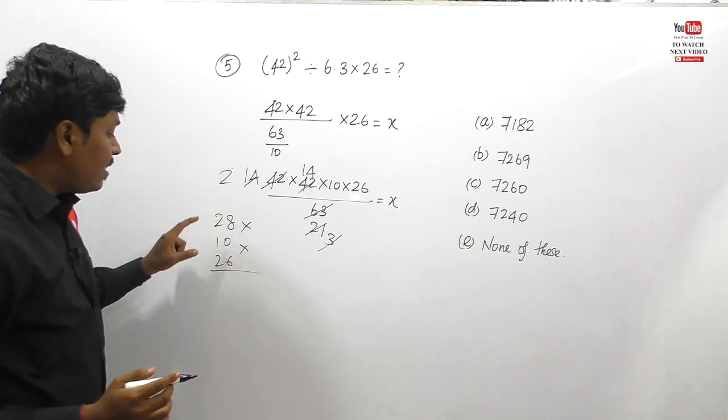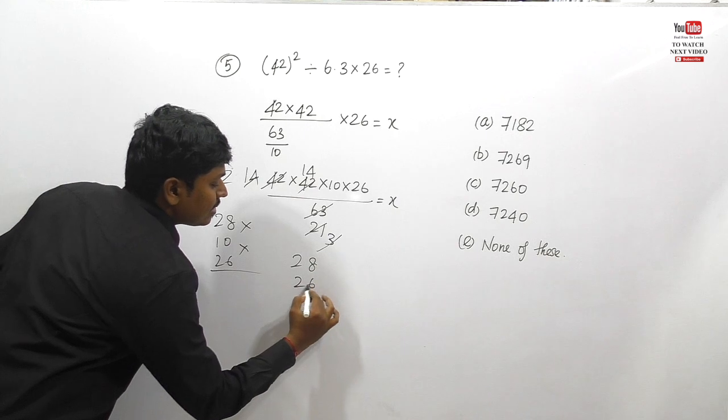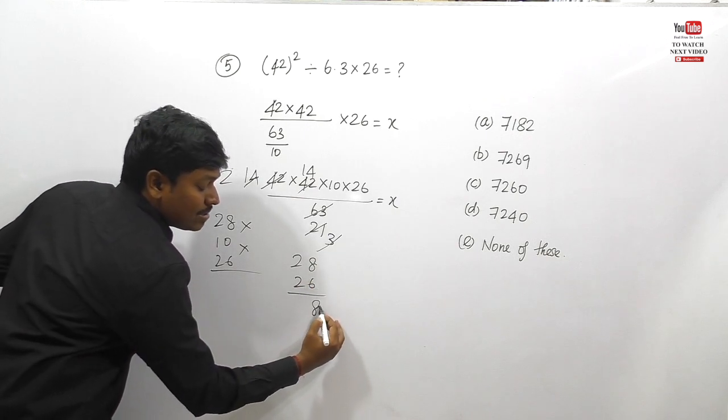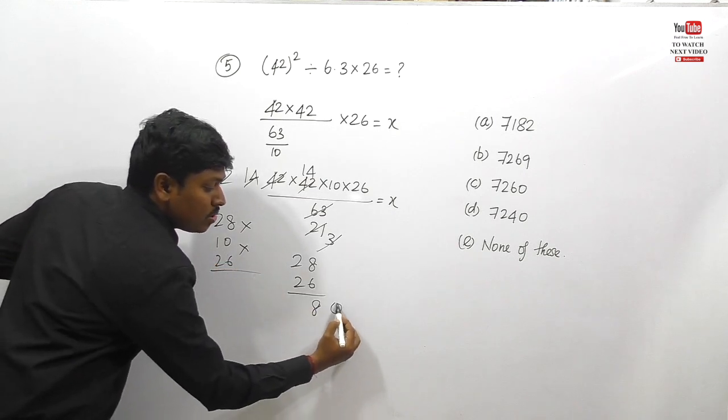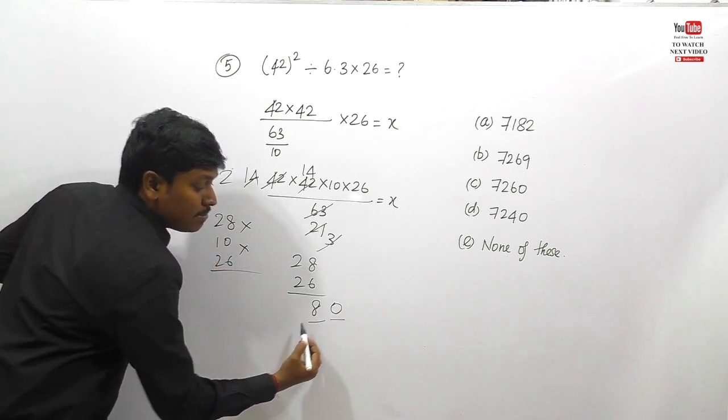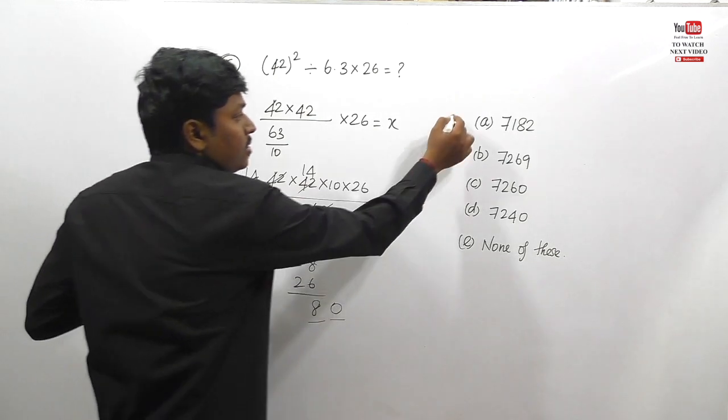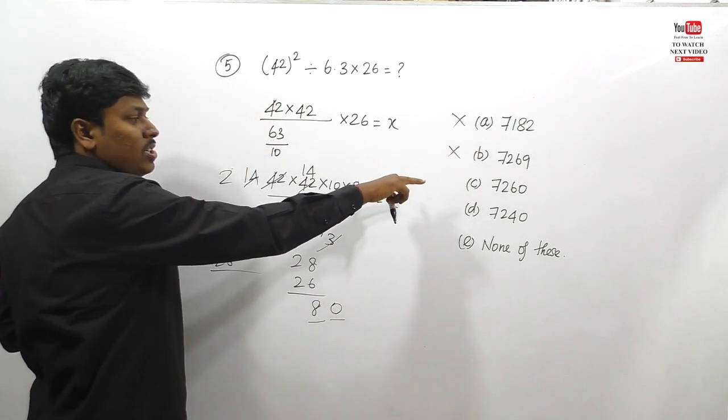So friends, listen carefully, 28 into 26, right? 8 6s are 48, friends. The remainder will be 4, and we know that we need to multiply this by 10. So the last number should be 0 and the previous number should be 8. And see here, first 2 options get eliminated. What about the third option, friends?